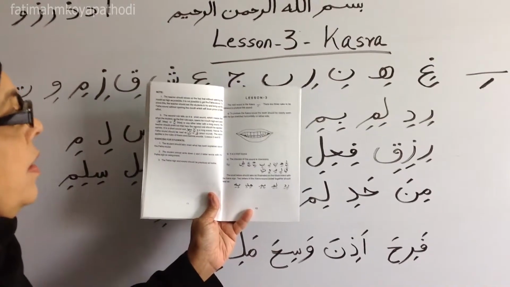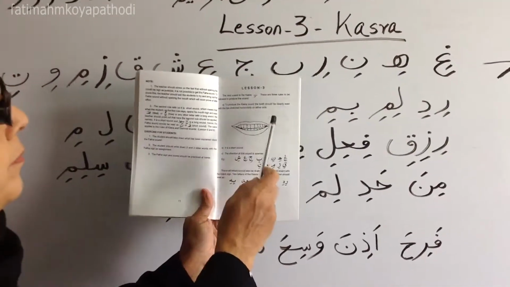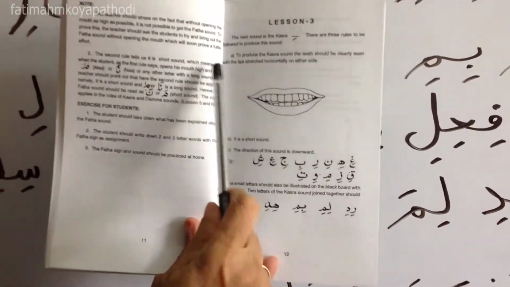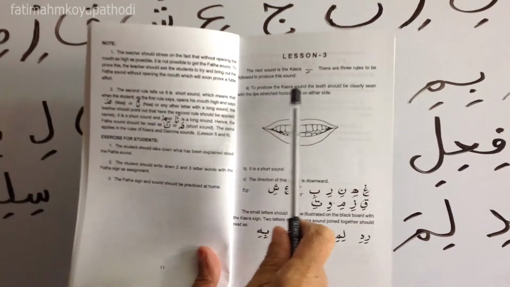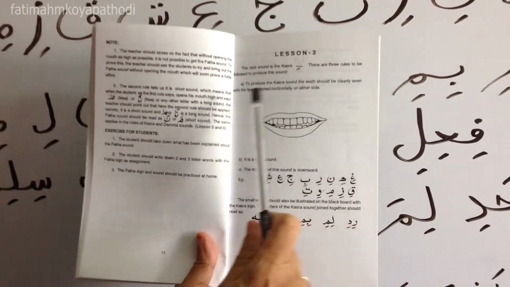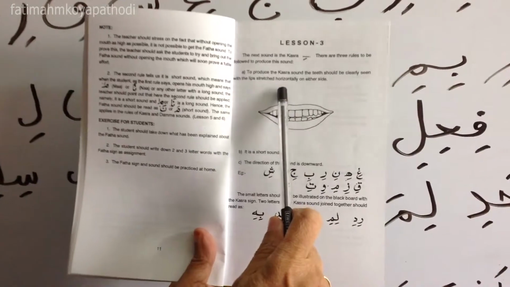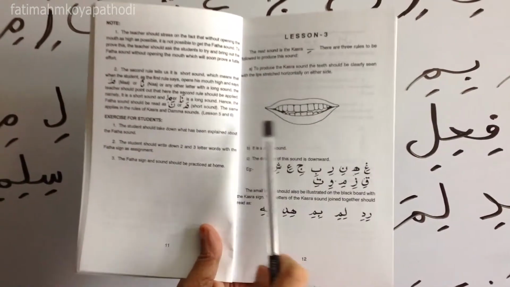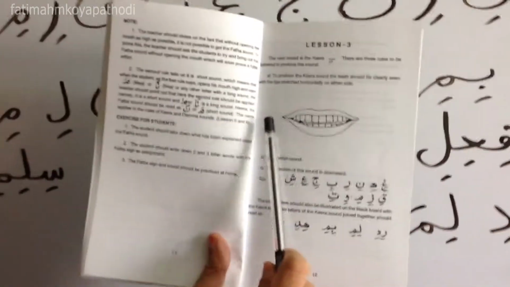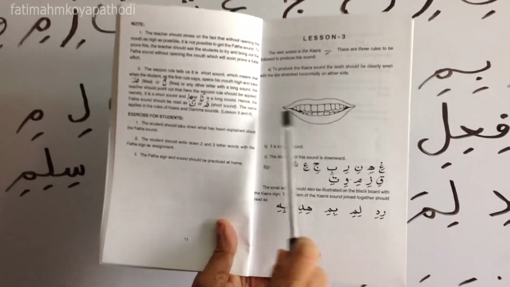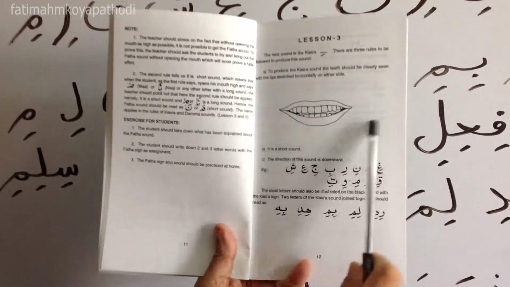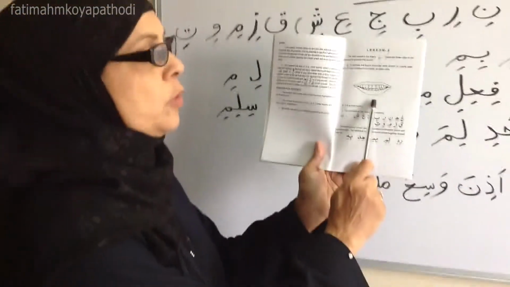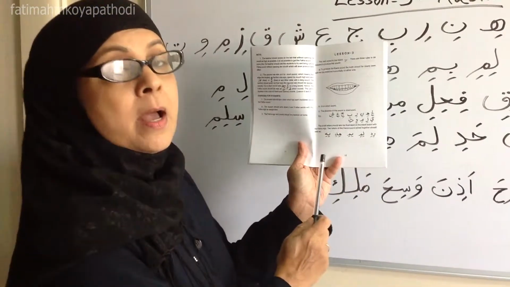Lesson 3. The next sound is the Kasra. There are 3 rules to be followed to produce this sound. First rule. To produce the Kasra sound, the teeth should be clearly seen with the lips stretched horizontally on either side. You see the picture here? You see the teeth seen clearly and the lips are stretched. It's like you're brushing your teeth. That's the action you get for Kasra. So this is how you have to have the action of your mouth when producing the Kasra sound.